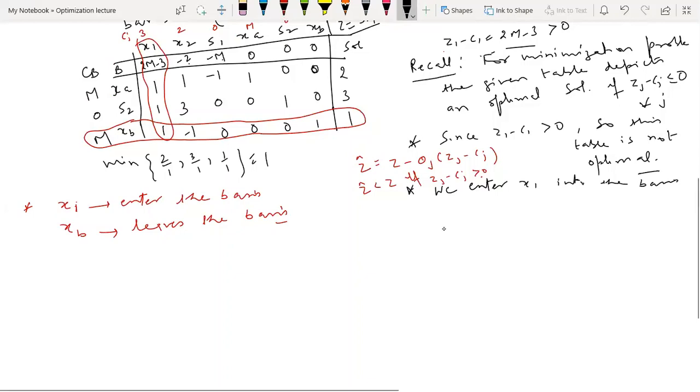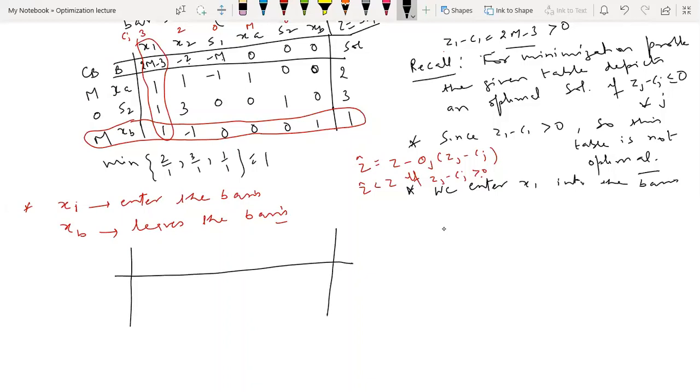Okay, so what will be my next table? Again, I have to apply the same row operations as we learned in the previous classes. My variables are X1, X2, S1, XA, S2, and XB. Because XB leaves the basis, I really do not need to calculate the column for XB anymore, because I don't want this variable to enter into the basis again. So I am moving towards a feasible solution now.